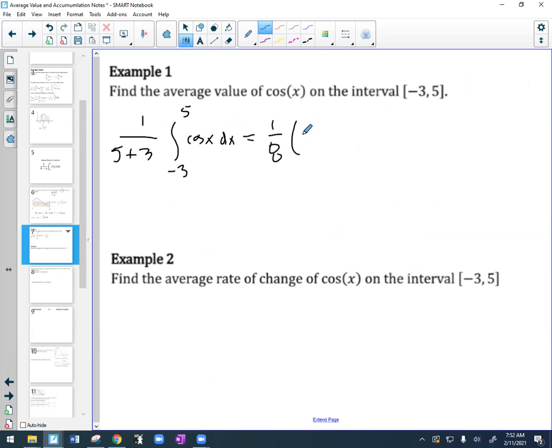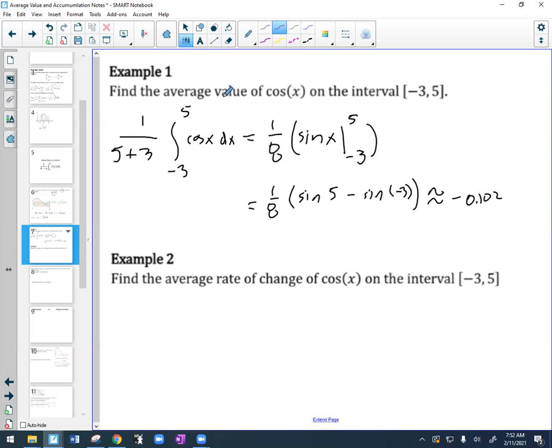Antiderivative of cosine is sine, evaluated from -3 to 5. Those are kind of stupid numbers for sine, but whatever. Sine of 5 minus the sine of -3. And then that's like a number you plug in your calculator. You can leave it like that. I got about -0.102 when I put it in my calculator. That's fine. And this next thing is kind of the vitally important part of this.